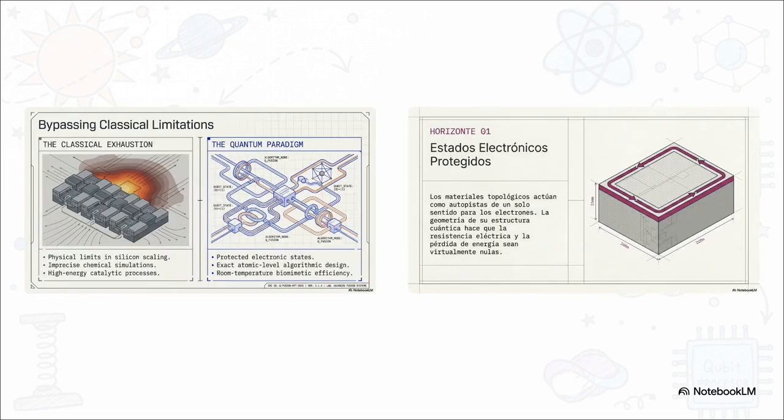And this brilliantly illustrates exactly why that classical line is flatlining. Look at the physical limits of scaling down silicon. All those arrows pointing away from the glowing red center? That represents massive energy loss and heat generation. It's completely exhausted. Now compare that to the quantum paradigm. Those loops and tracks are protected electronic states. They act like one-way highways for electrons, which means electrical resistance and energy loss drop to virtually zero.